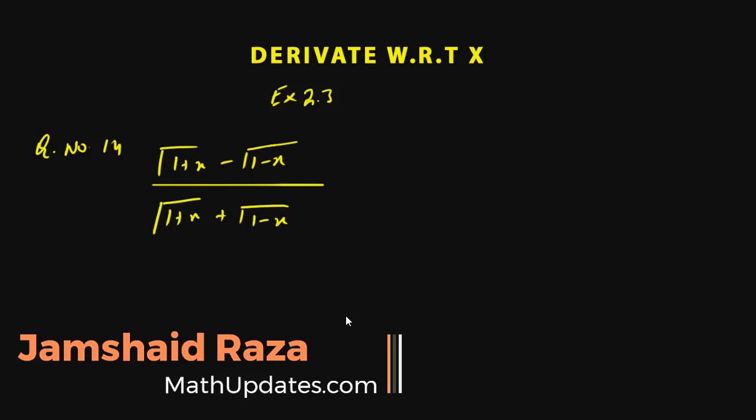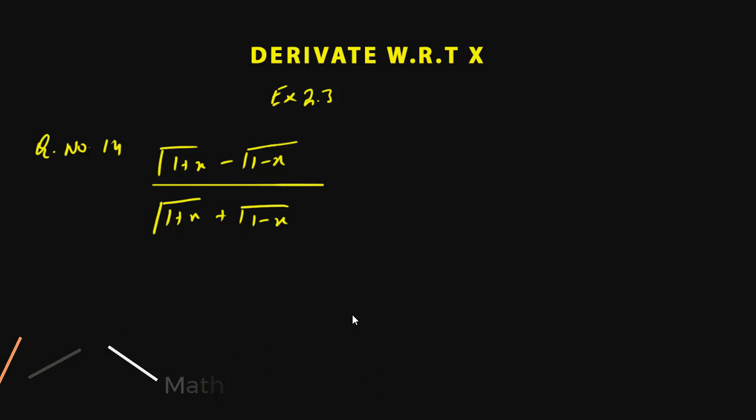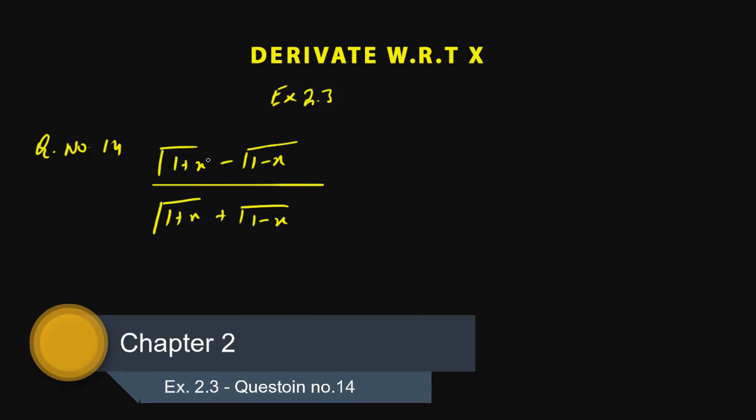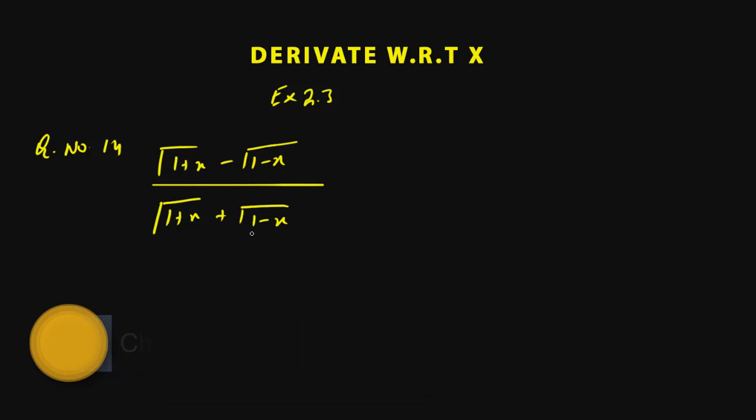Today we are going to see one question from derivation, which is chapter 2, exercise 2.3, question number 14: the square root of 1 plus x minus the square root of 1 minus x, over the square root of 1 plus x plus the square root of 1 minus x. We are going to take the derivative with respect to x.